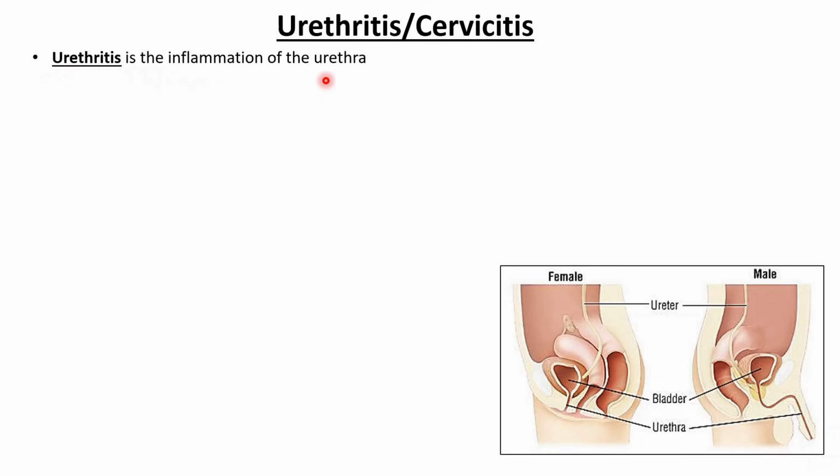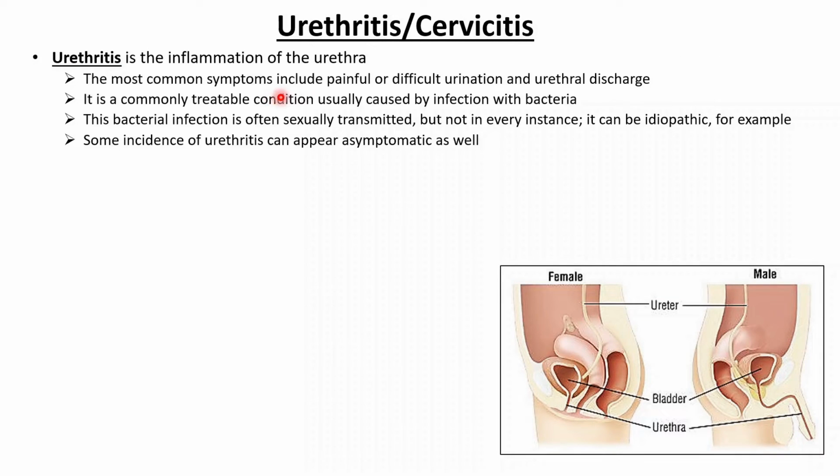Urethritis is inflammation of the urethra. The most common symptoms include painful or difficult urination and urethral discharge. It's a commonly treatable condition, usually caused by infection with bacteria, often sexually transmitted, but not in every instance. It can be idiopathic, for example. Some incidents of urethritis can appear asymptomatic as well.